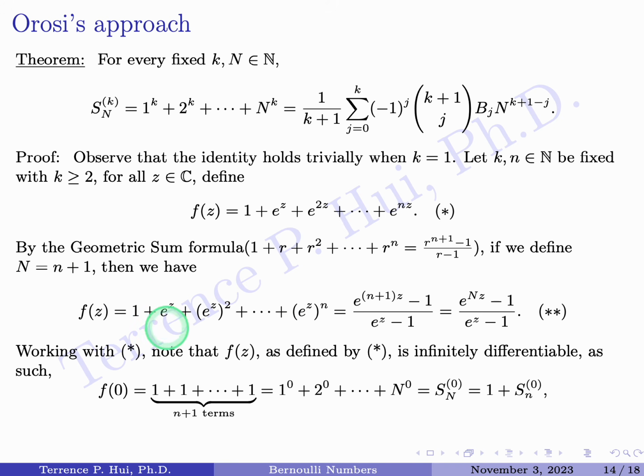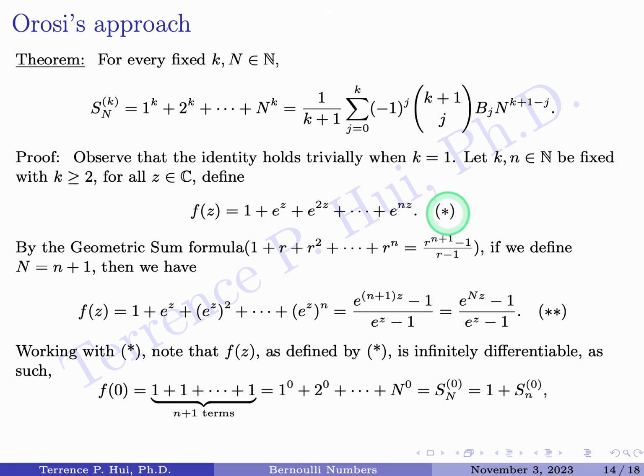Now, what is f of z? f of z is 1 plus e to the z, so think of this as r, plus e to the 2z, or r squared, plus and so on plus e to the nz, or r to the n. According to this geometric sum formula, this is e to the n plus 1 times z minus 1 all over e to the z minus 1. But for simplicity, let's call little n plus 1 capital N. So this is e to the capital N z minus 1, all divided by e to the z minus 1. Let's call this expression double star. So we now have two ways of representing f.